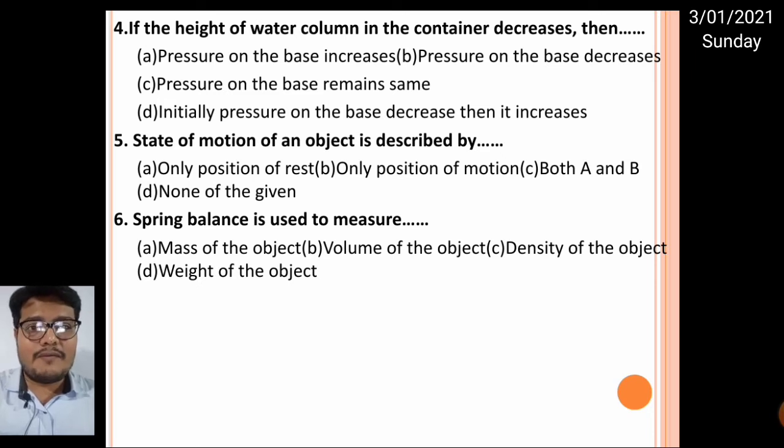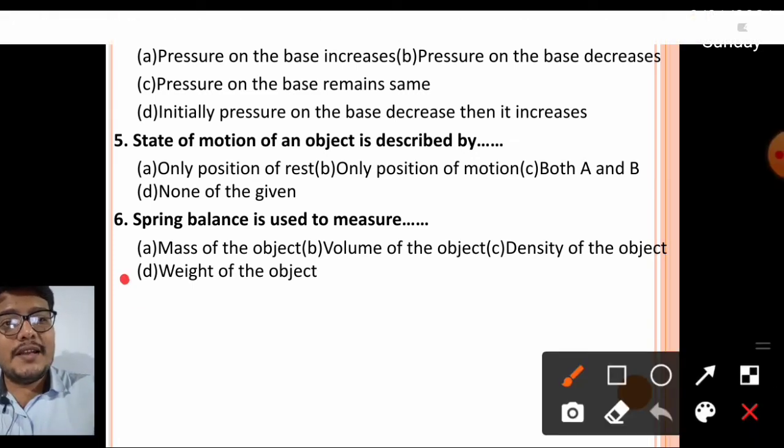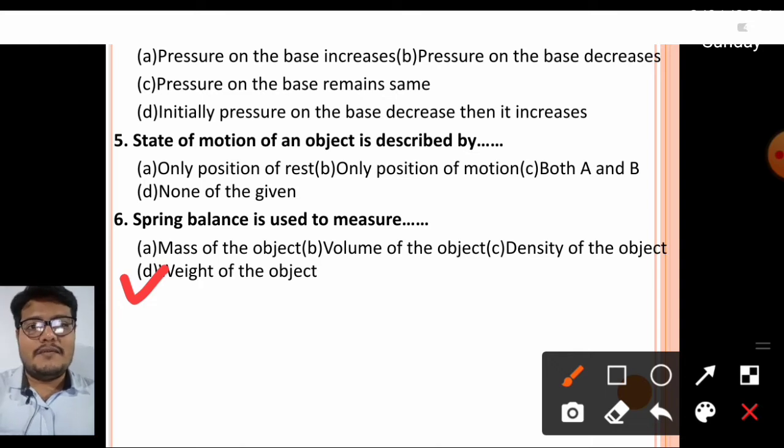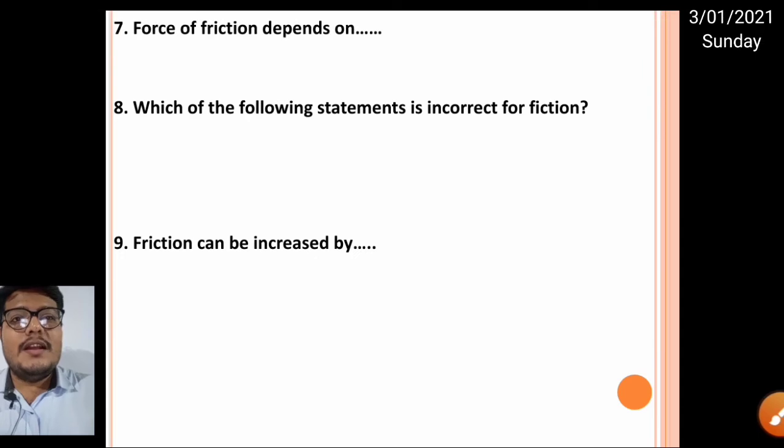And the definition of the weight is the amount of force exerted by the earth or exerted by land on some object, that is your weight, right? So actually with the help of the spring balance we measure weight. So weight of an object we can measure with the help of spring balance. Okay, let's see number 7 now.